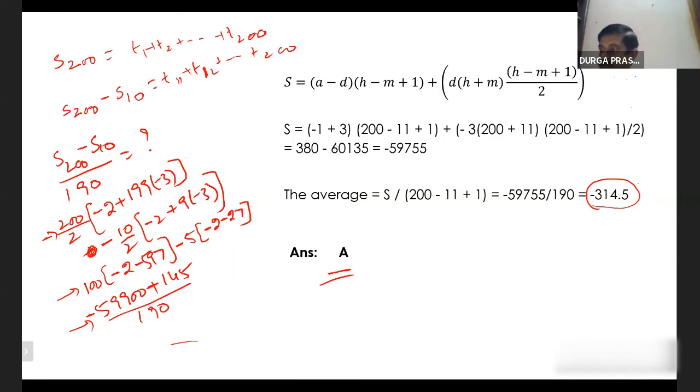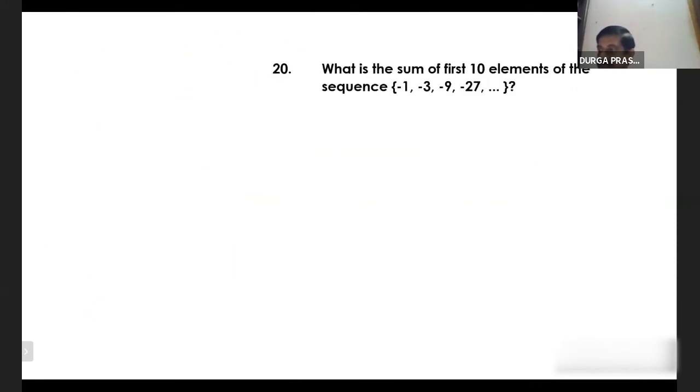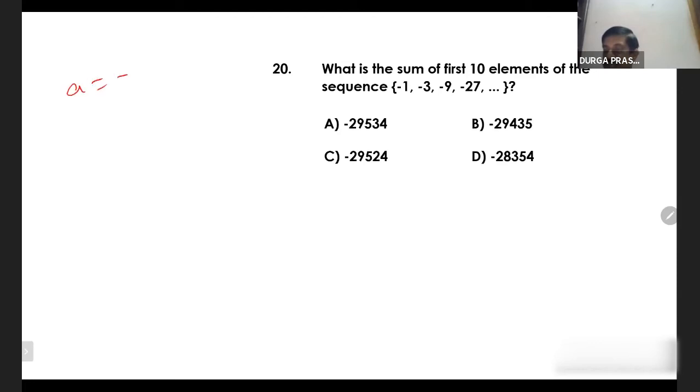Okay, let us go to the next question. What is the sum of the first 10 elements of the sequence? The sequence is minus 1, minus 3, minus 9, minus 27. You multiply the first term by 3 and you get the second term, multiply that by 3 and you get the third term, and multiply that by 3 to get the fourth term. So it is a geometric progression where A is minus 1 and R is 3.